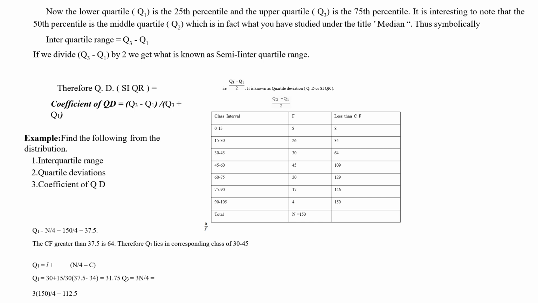So therefore, quartile deviation is equal to Q3 minus Q1 divided by 2. Okay. Coefficient of quartile deviation is Q3 minus Q1 divided by Q3 plus Q1. We'll get the coefficient of QD. Okay.